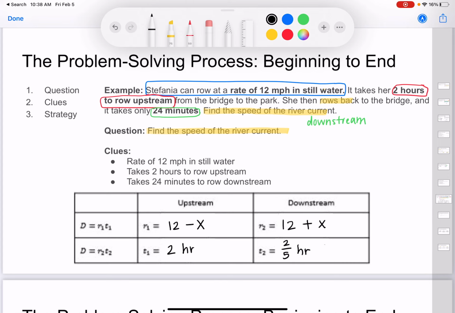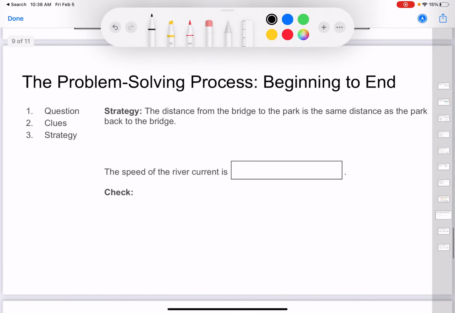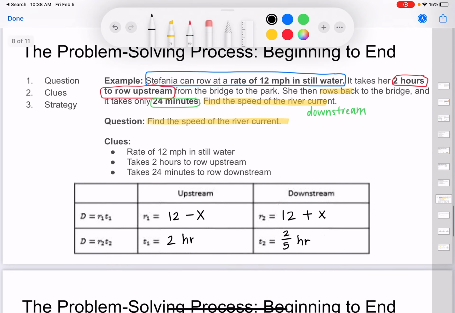Okay, so now all of our variables match. So now we want to use this information to create a problem to solve the question. So our strategy. Well, we know that the distance from the bridge to the park is the same as the distance from the park to the bridge. What exactly does this mean?